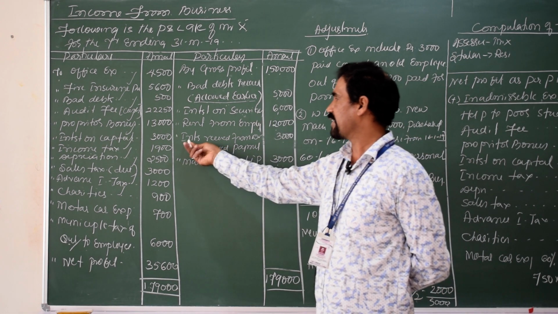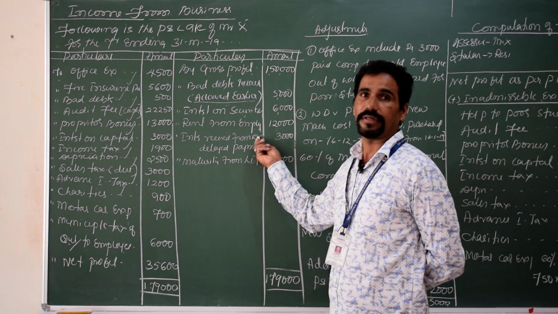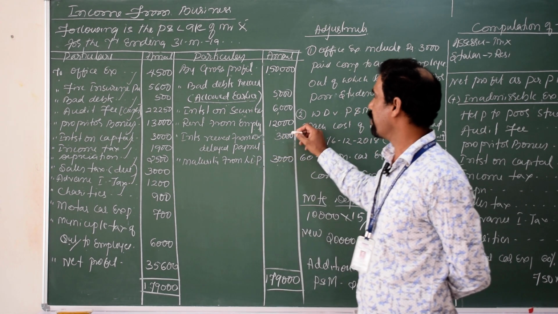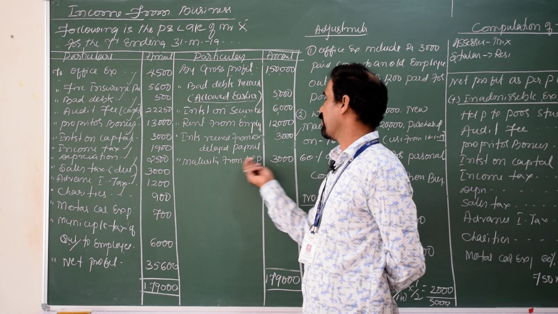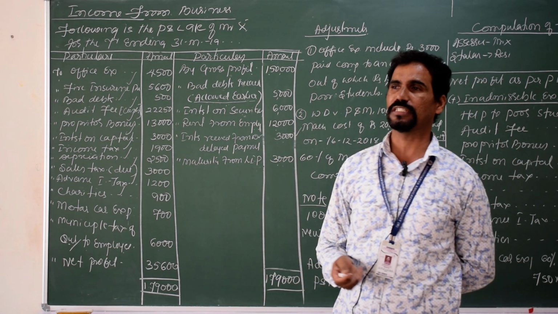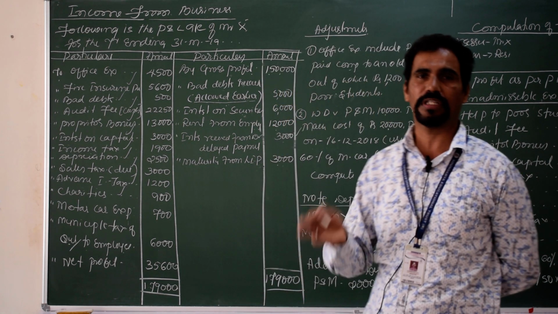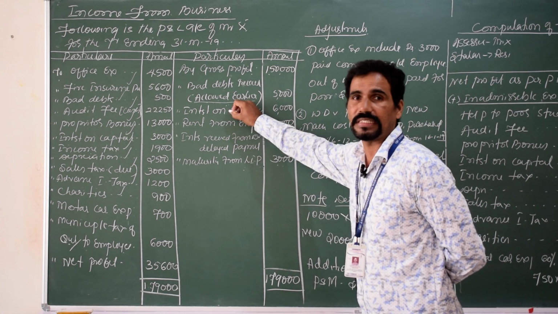Next one is interest received from debtors. Debtors means customers, interest from delayed payment. So, it is also business income. Last one is maturity from LIC premium, life insurance premium. Whatever the insurance payment, whatever the LIC, it is only for personal purposes, not professional, so it is not included in the business income.